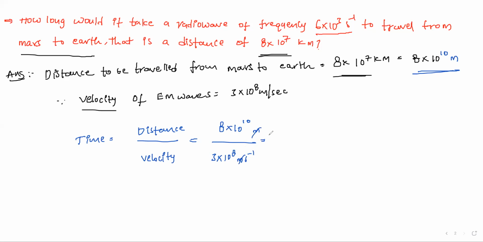Distance 8 into 10 to the power of 10 meters by velocity 3 into 10 to the power of 8 meter per second. Meters get cancelled. Now how many minutes it takes? Do it faster. Okay, Akshara. Convert into minutes. You are saying in seconds, correct only. In minutes.